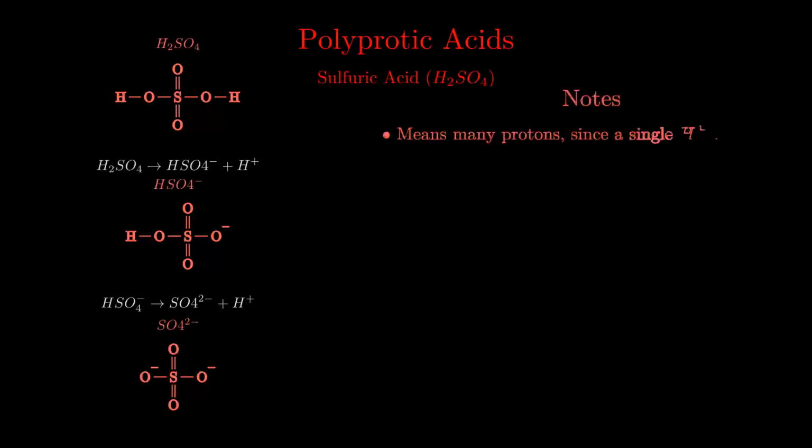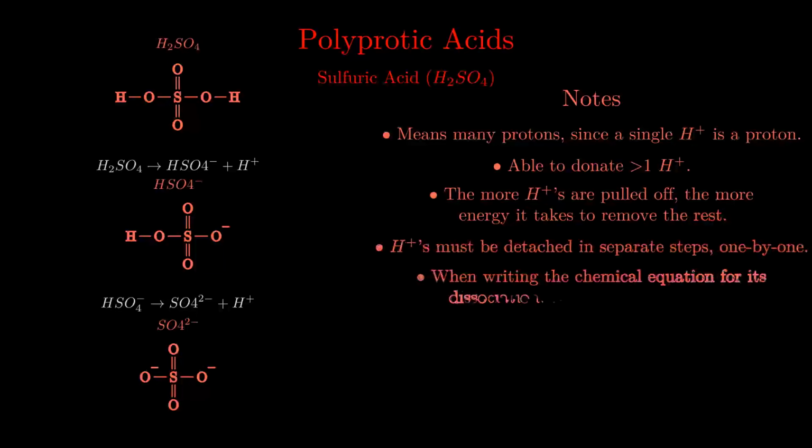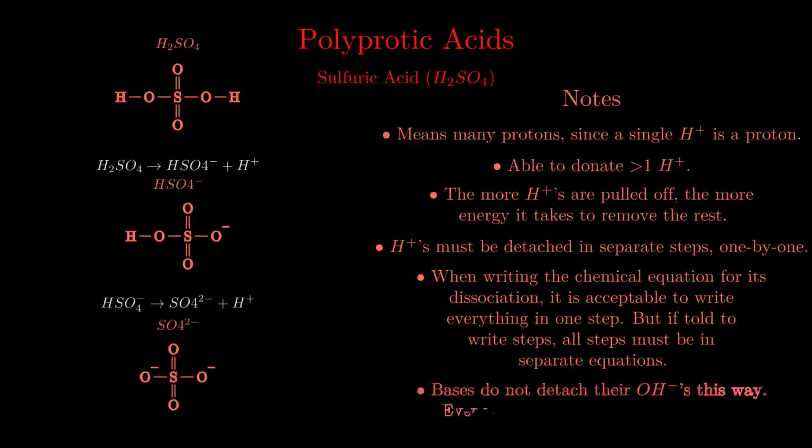So now I'll go through the notes. Polyprotic acid means many protons. A single H+ would be a proton, because a normal hydrogen is just a proton and an electron, but H+ means that electron is gone, so it's literally just a proton. So polyprotic, as in many protons, and then acid because it's an acid. Polyprotic acids are characterized by how they can donate more than one H+. And the more H+ are pulled off, the more energy it takes to remove the rest. Yep, that's true.